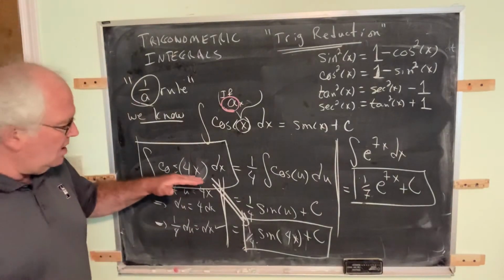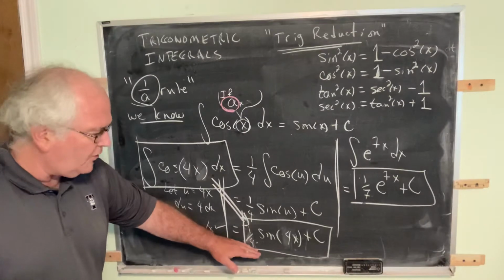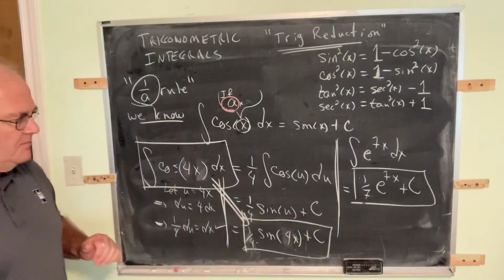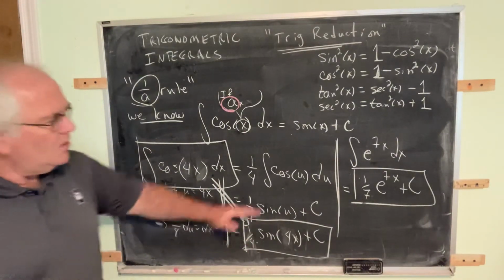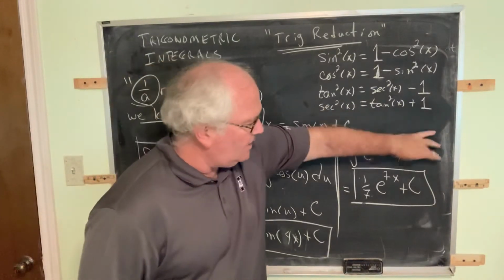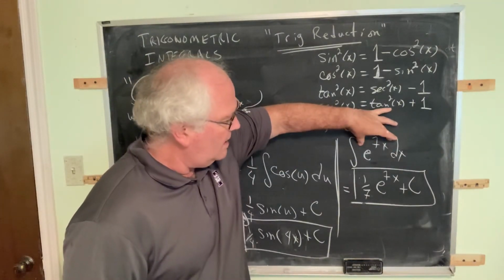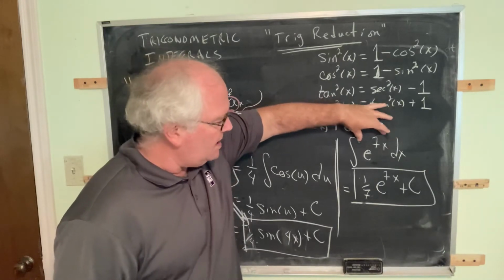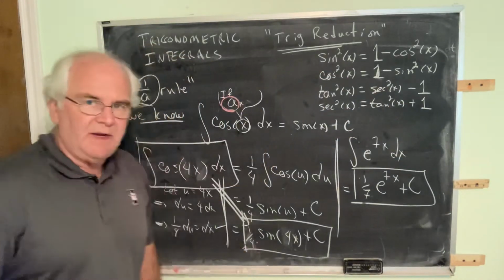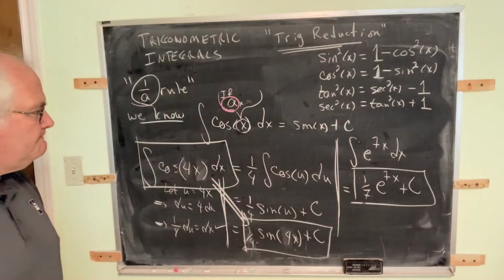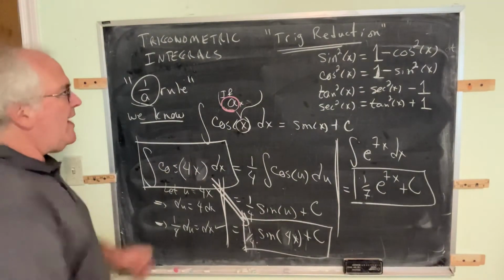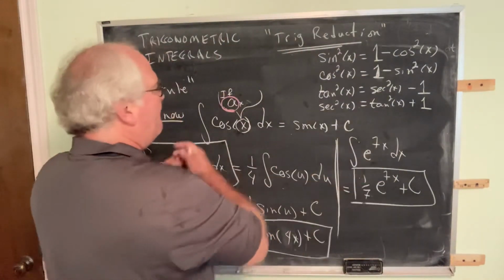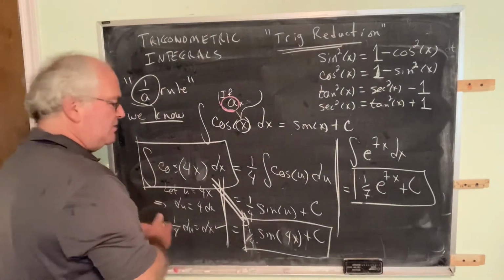You should be able to go from here to here, though, using the 1 over a rule without any intervening work. You could, if you want, go off to the side and do the u substitution here. But I would eventually begin to expect you to be able to go from here to here without showing any of the intermediate work. So that's kind of the background for these trigonometric integrals.